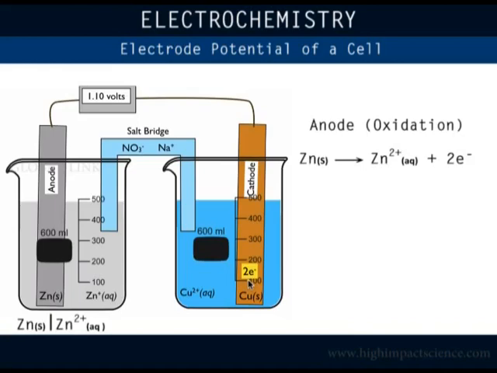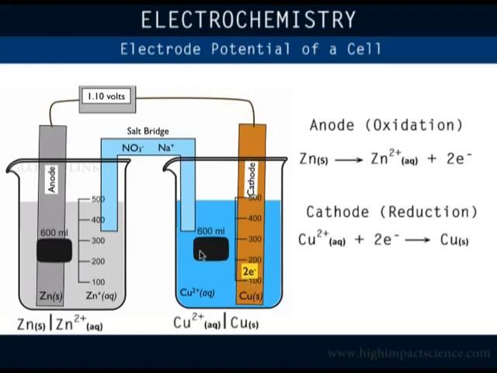At the cathode, reduction takes place. The electrons from zinc arrive at the copper electrode. On the surface of the copper electrode, copper-2 ions from copper-2 sulfate combine with the electrons to form copper atoms. This is deposited as copper metal on the surface of the copper electrode. The half cell can be represented as shown here.